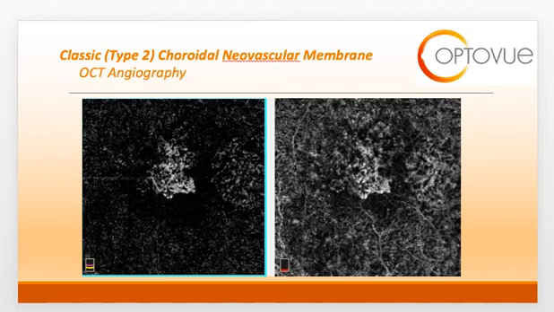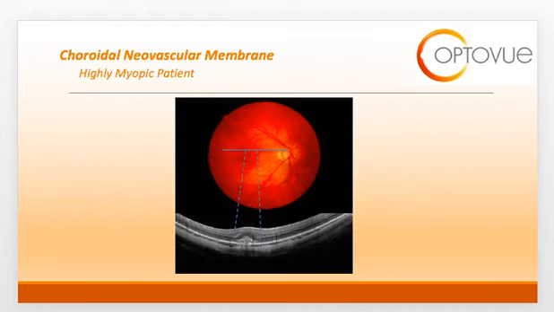This is a nice way to differentiate between the two membranes and also to solidify a diagnosis when you're not sure. I mentioned before that patients that have a susceptible RPE-Bruch's complex, such as a patient with high myopia, are prone to developing choroidal neovascular membranes. This is a patient that has high myopia or degenerative myopia and has developed a type 2 CNV, which you can see right here at the bottom of the pointed blue arrows.